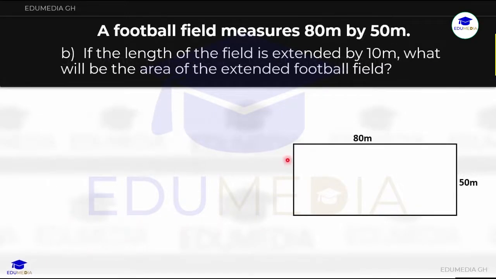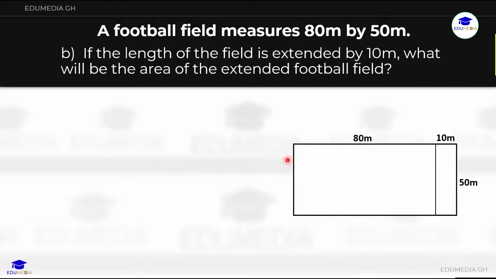The next question said, if the length of the field is extended by 10 meters. So meaning the length of this field is extended by 10 meters. So let's see how that will look. The length is added by 10 meters. It means it's no more 80 meters. It is now more than 80 meters because they've extended the length. What will be the area of the extended football field?